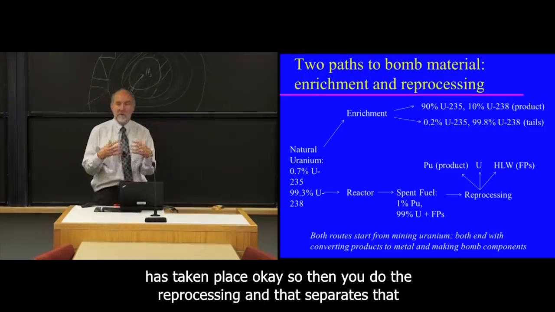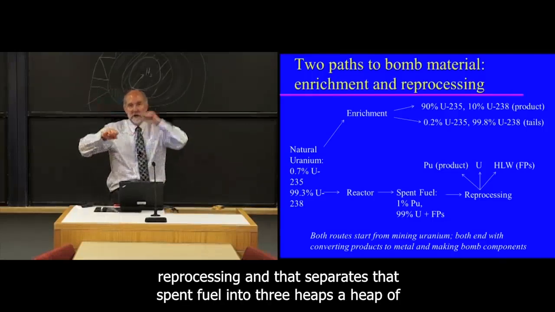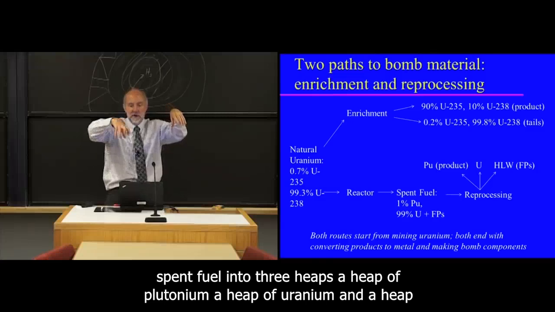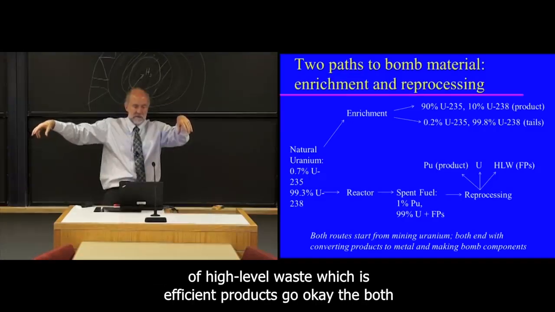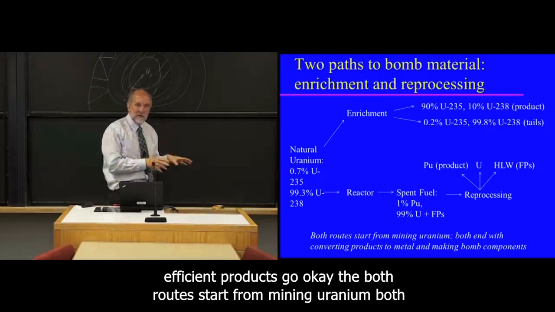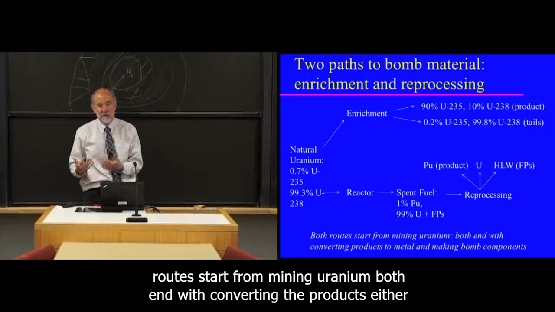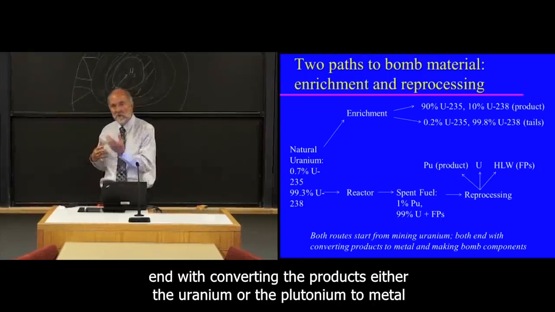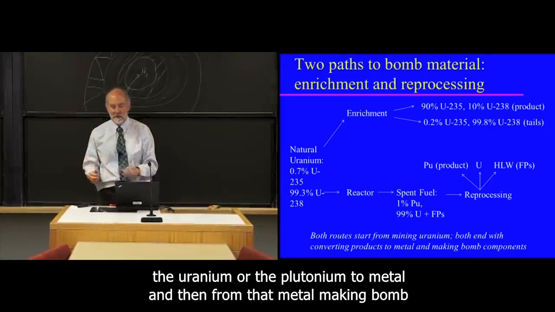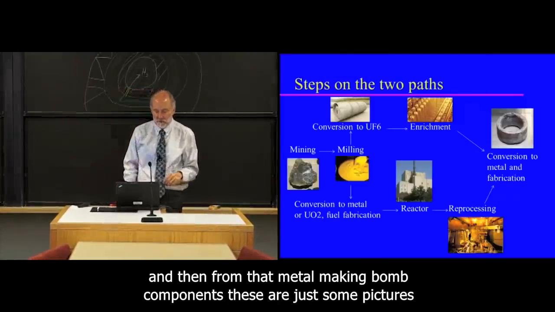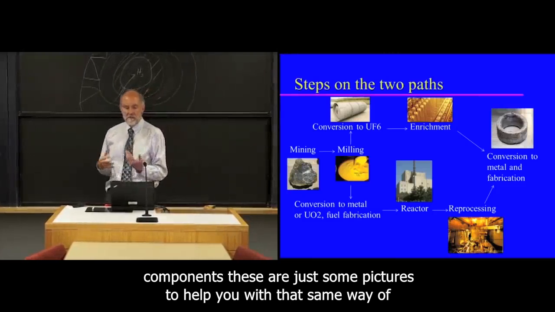Okay, so then you do the reprocessing, and that separates that spent fuel into three heaps. A heap of plutonium, a heap of uranium, and a heap of high-level waste, which is where the fission products go. So both routes start from mining uranium. Both end with converting the products, either the uranium or the plutonium, to metal, and then from that metal making bomb components. These are just some pictures to help you with that same way of thinking.